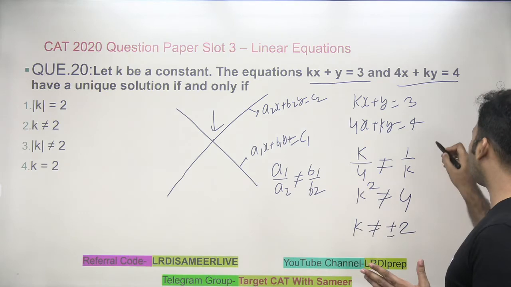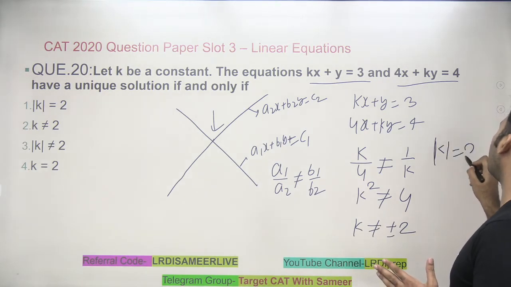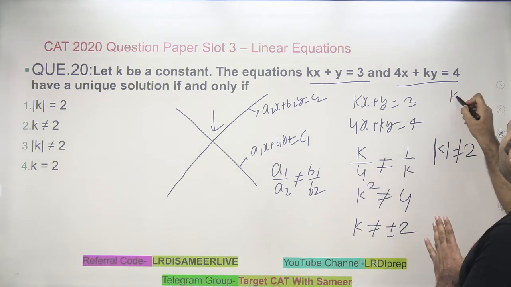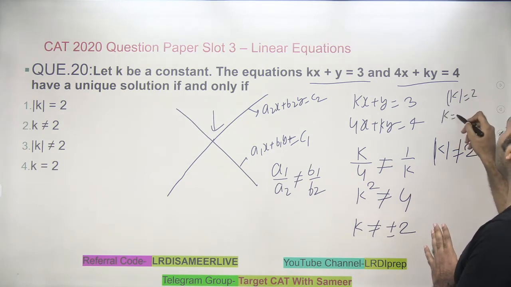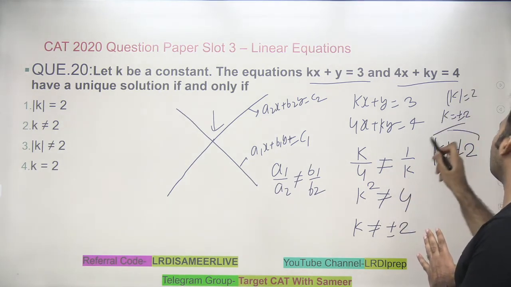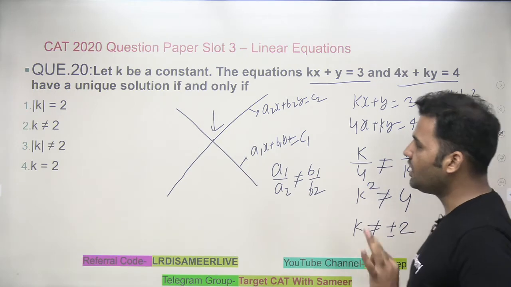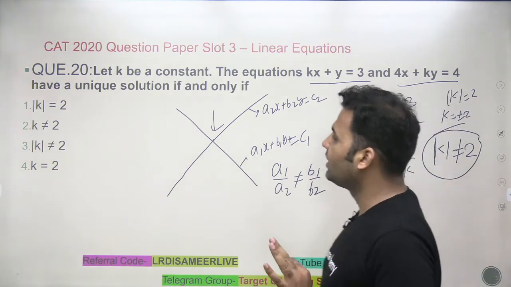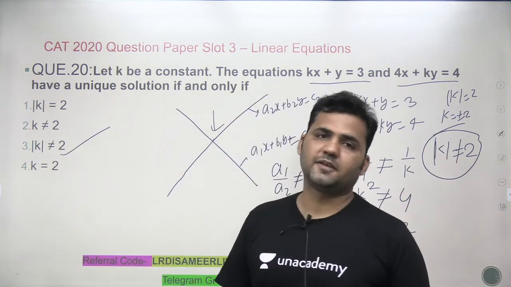Or I can also say that mod of k should not be equal to 2. Because if mod of k is equal to 2, that means k can be equal to plus minus 2. So mod of k should not be equal to 2. That's why the answer to the question is option 3.